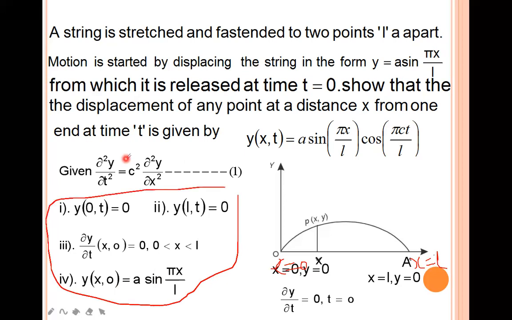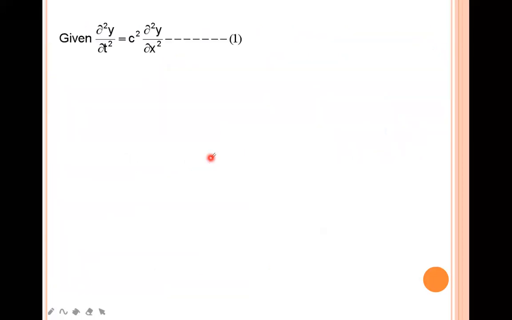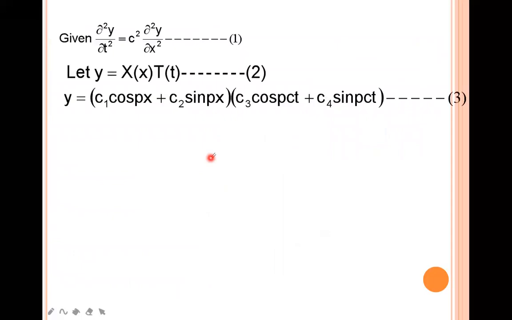Dou square y by dou t square equals c square into dou square y by dou x square. We solve this by using separation of variables. For this we assume y equal to X of x and T of t, and the solution is y equal to c1 cos px plus c2 sin px, into c3 cos pct plus c4 sin pct.